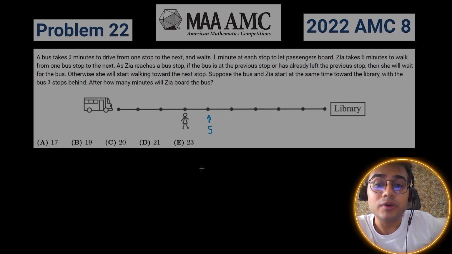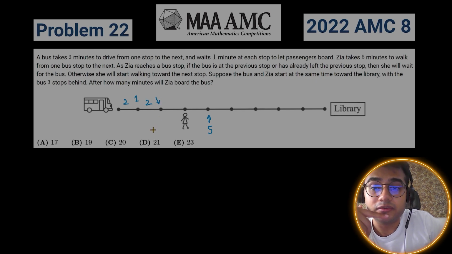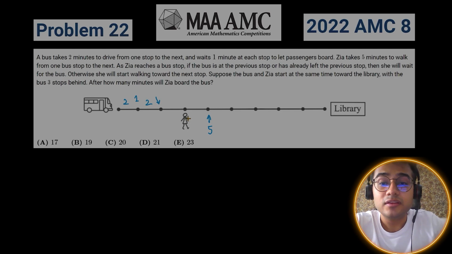But let's see where the bus is after 5 minutes. So 2 minutes here, one here, two here. So that's two, 3, 4, 5. At 5, the bus just stopped at this stop, and since it's not the previous stop or somewhere in between, therefore Zia will keep walking.